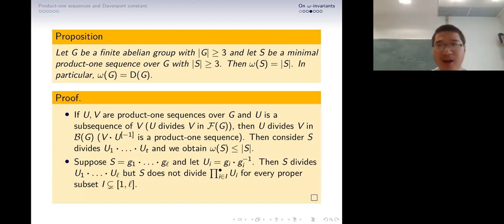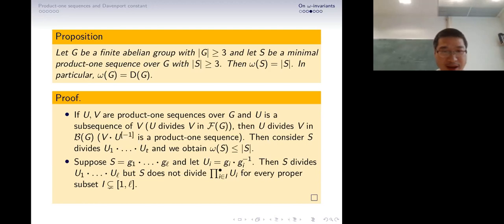Here we show this by showing that for every minimal product one sequence S over G with the length larger than or equal to 3, we obtain the omega invariant of S equals the length of S. The proof is simple, and we can see a fact first.